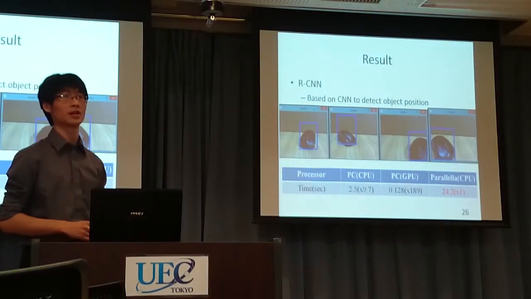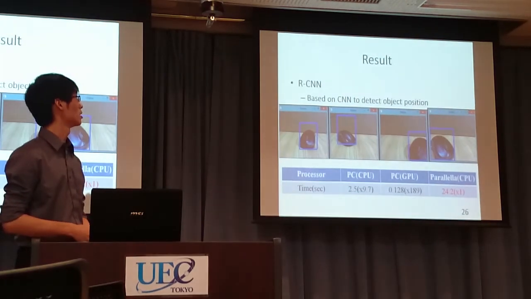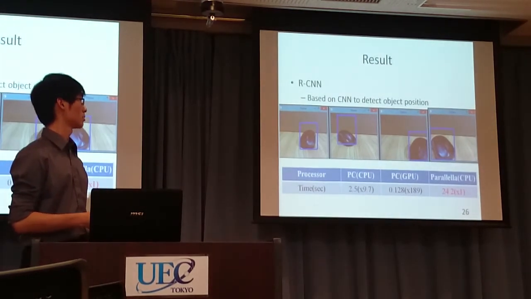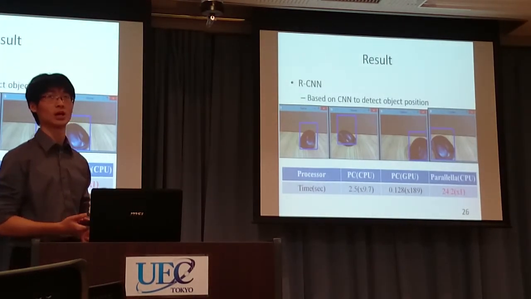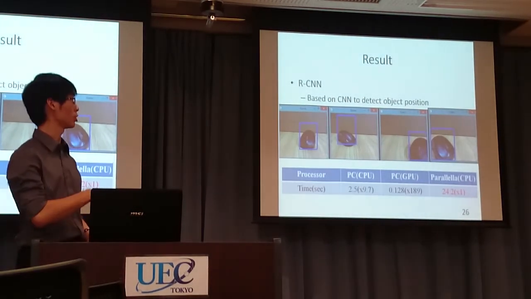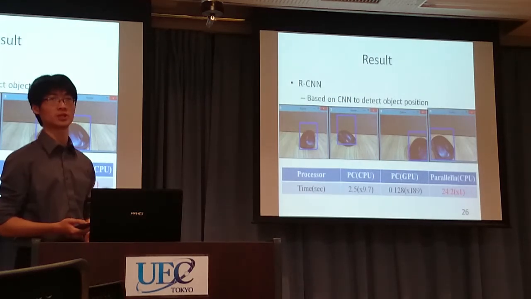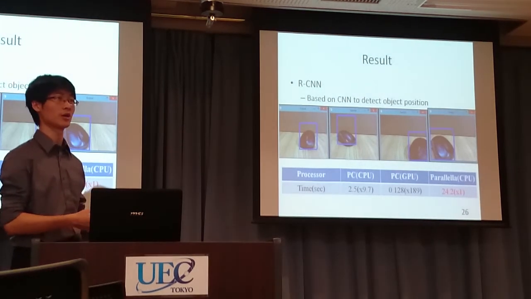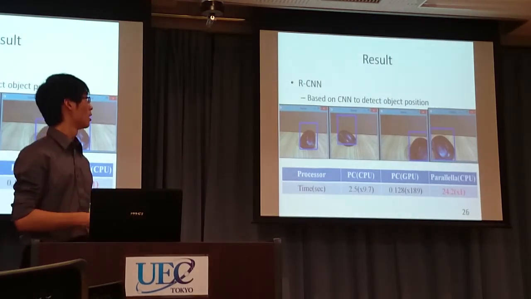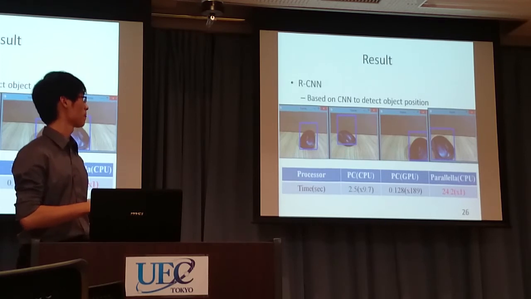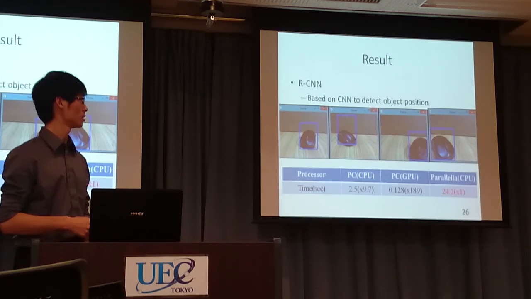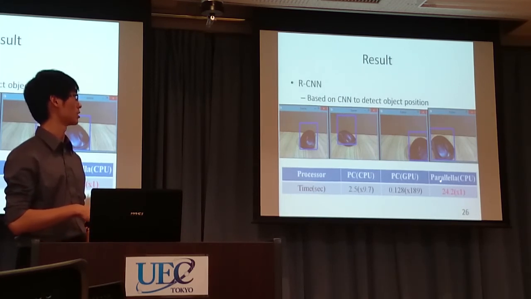I also use RCNN, the region-based convolutional neural network. This method can detect objects and where the object is, including objects in the center. In a picture I take in the street, I can detect cars, structures, or humans at the same time. I implemented it on the parallel board and it takes 24.2 seconds. It's kind of slow, and I also ran it on the PC.